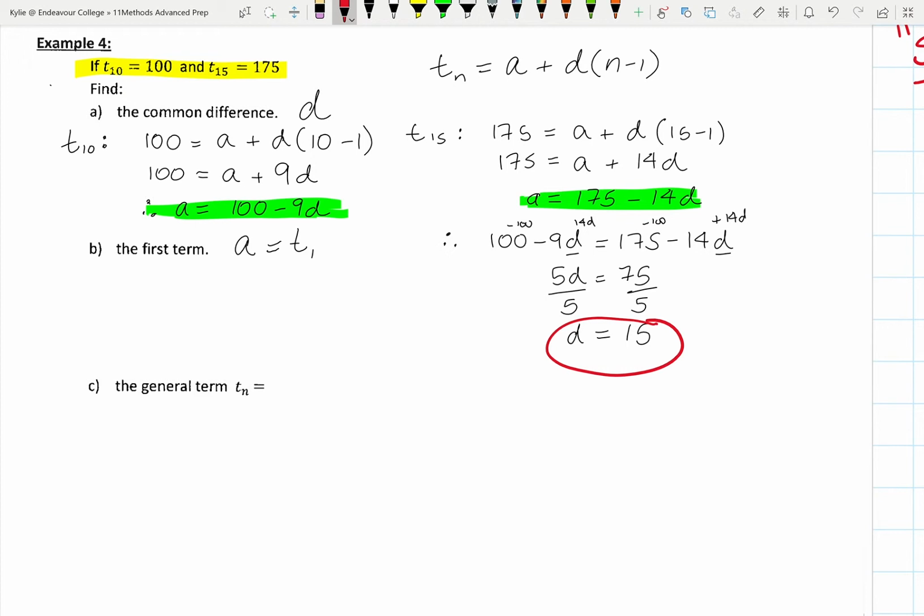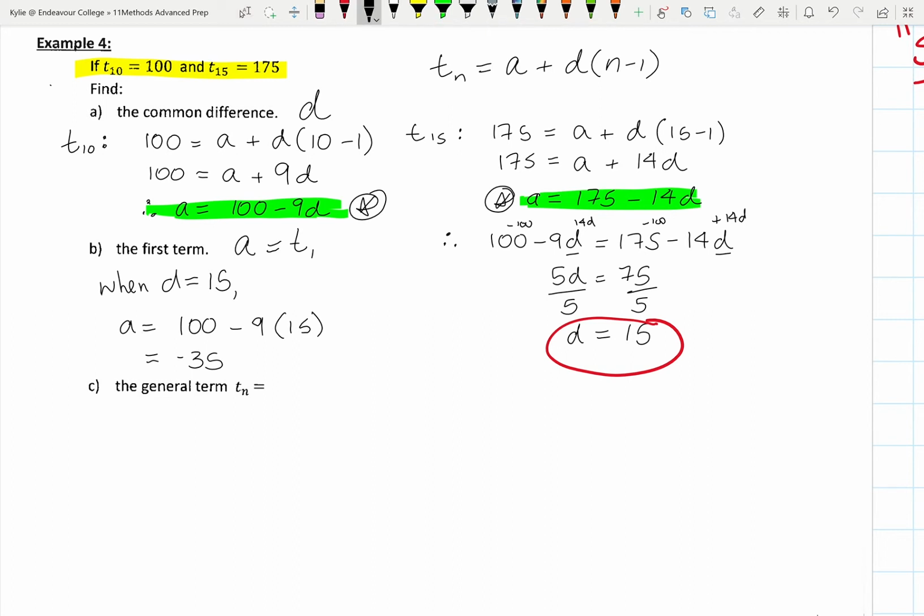To find our first term, we sub it back into either of these two equations, because A, our first term, is already the subject of those equations. So we can write it as when D equals 15, A equals 100 minus 9 lots of 15, so A equals negative 35.